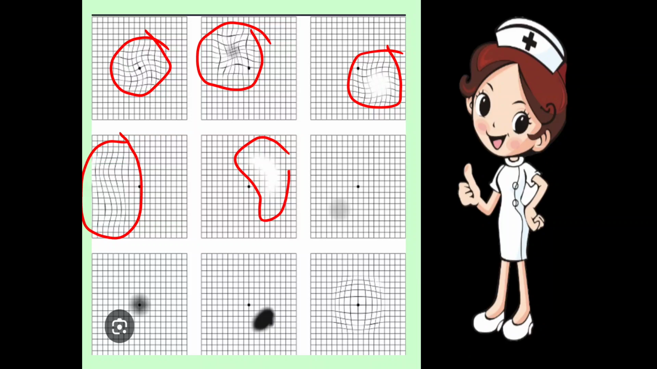Next, here lines are not seen, lines are missing. There is a spot seen. Here a blur spot is seen. Here the patient also feels a black spot. Here the central lines seem to be wavy and the side lines are normal. So these are the conditions which we have to mark.